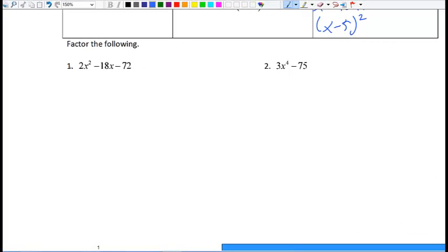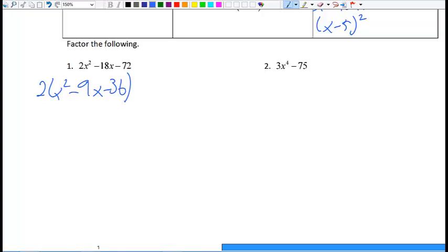So, okay, now we're going to look at some general combinations of the various patterns and see how to attack different factoring problems that are thrown at us. So in this first example, first thing I notice is that 2 goes into everything: 2, 18, 72. So smaller numbers are better when it comes to factoring. So I'm going to factor out a 2. So that'll leave me with x squared minus 9x minus 36.